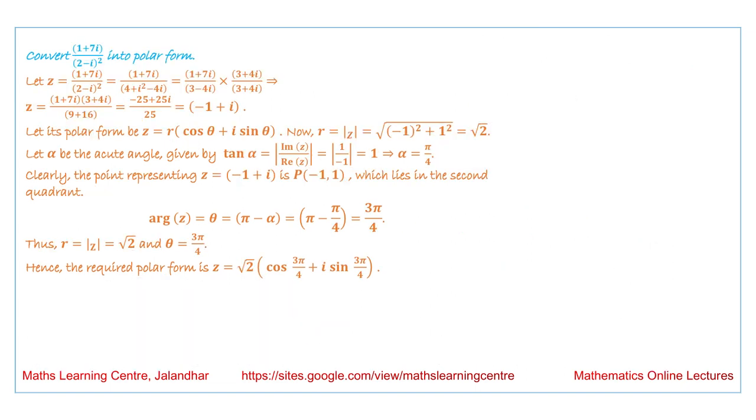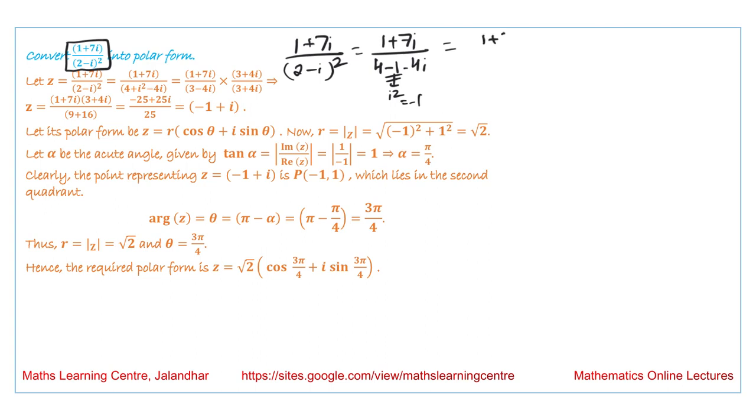Next is to convert this number into the polar form. So first of all, we convert this number to the standard form. The number we have is 1 plus 7 iota over (2 minus iota) square. So we can write it as 1 plus 7 iota over, when we open the whole square, 4 minus 1 minus 4 iota, minus 1 because iota square is equal to minus 1. So it is 1 plus 7 iota over 3 minus 4 iota.